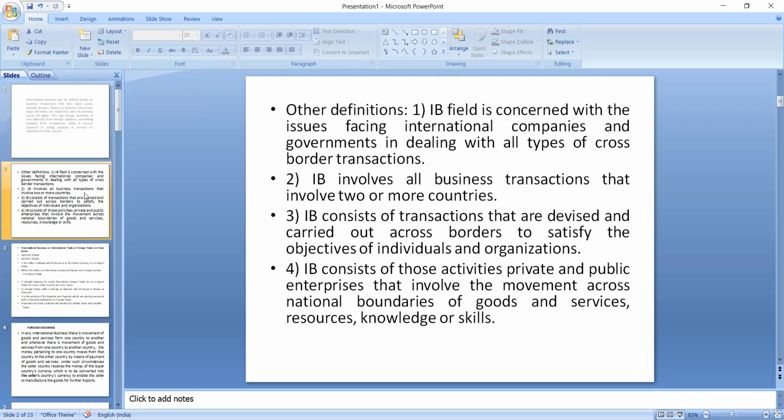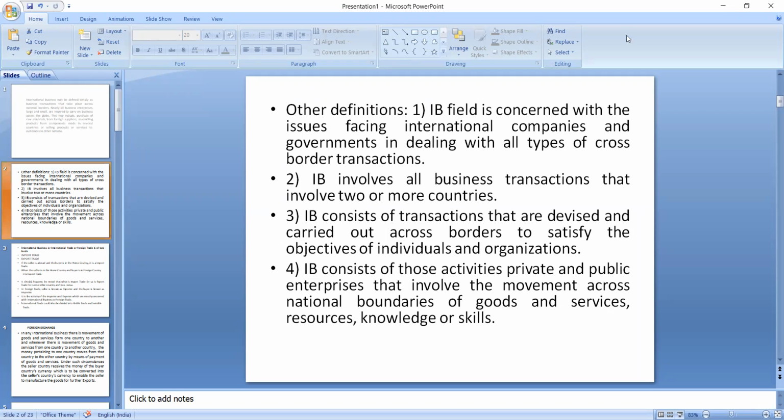Other definitions we'll discuss now. International business, shortly called IB, is concerned with the issues facing international companies and governments in dealing with all types of cross-border transactions. Important thing, cross-border transactions, kindly note. And it also involves all business transactions that involve two or more countries. Suppose India and the US, India and China. Between two countries, the very simple thing is a mutual relationship between countries. Then only will the international business or transaction be carried out.